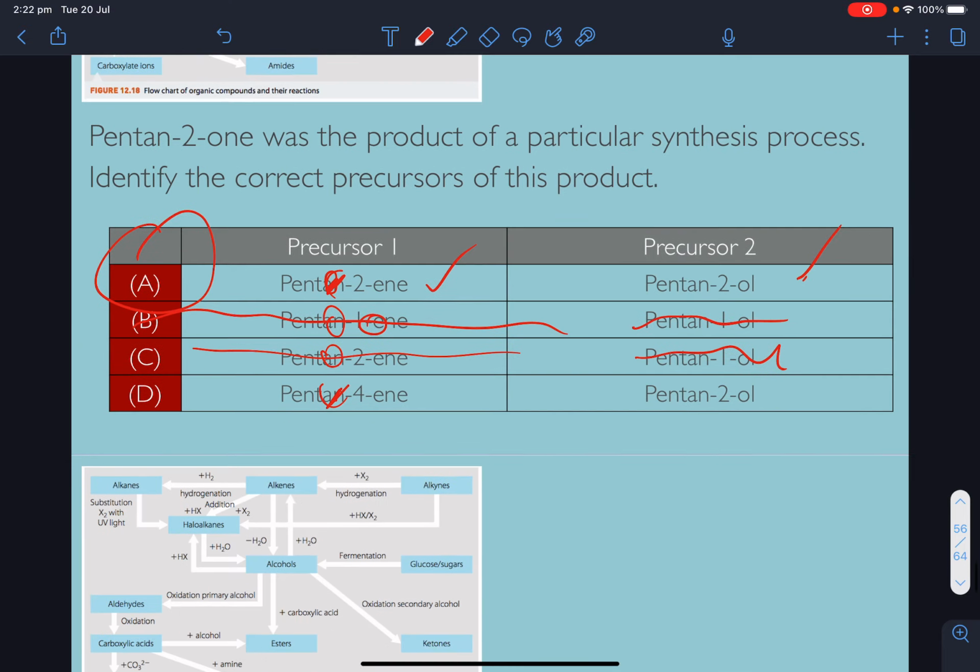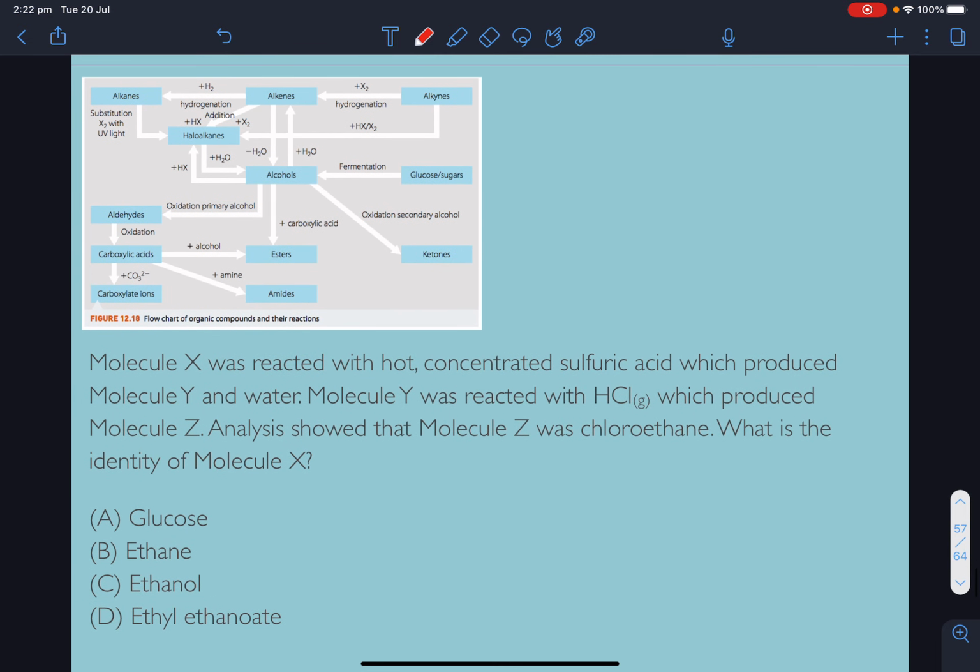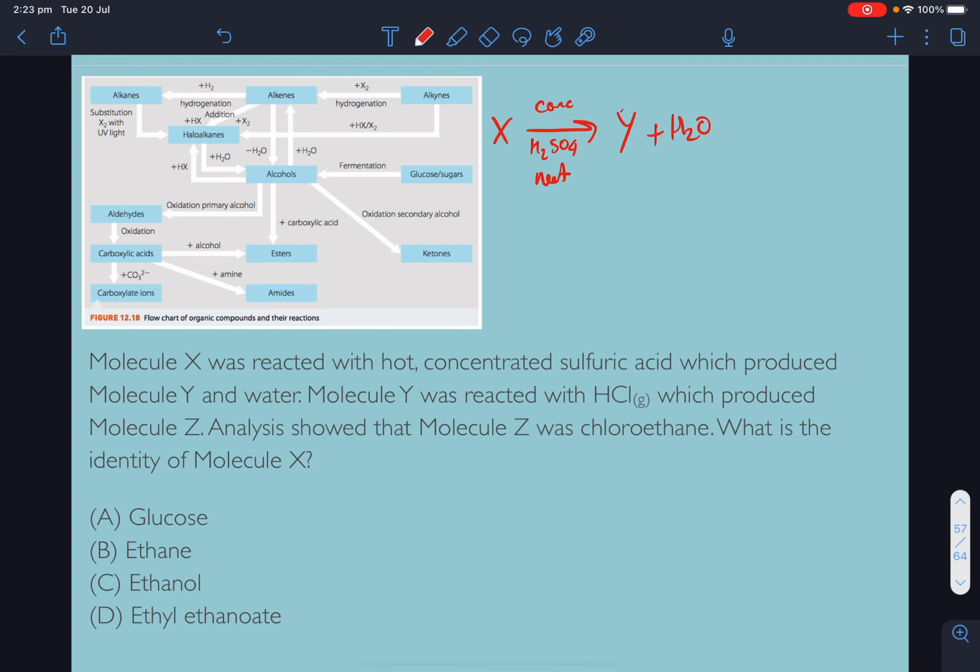That's terrible. Okay. Molecule X was reacted with conc H2SO4 plus heat, which produced molecule Y plus water. Molecule Y was reacted with HCl gas, which produced molecule Z. Analysis showed that molecule Z was chloroethane. Okay? What is the identity of molecule X?